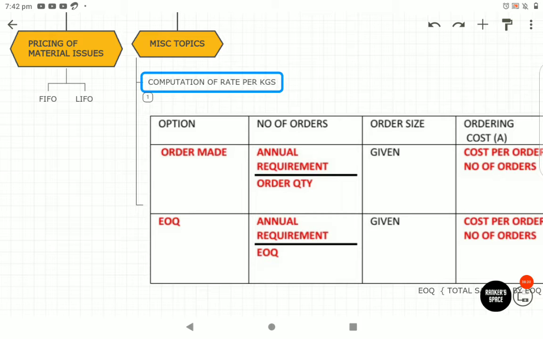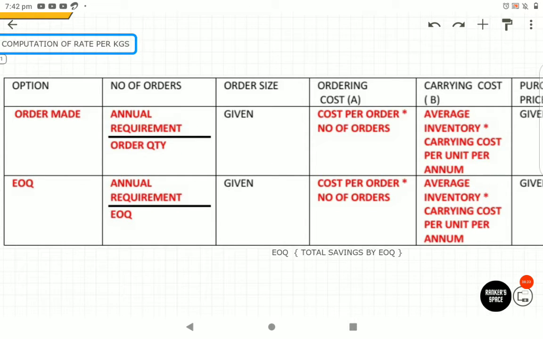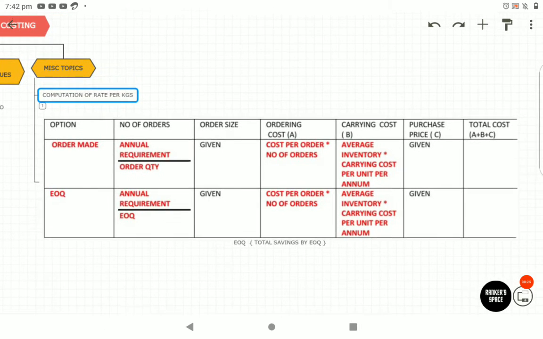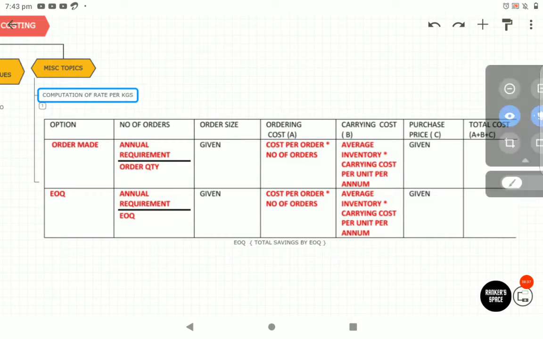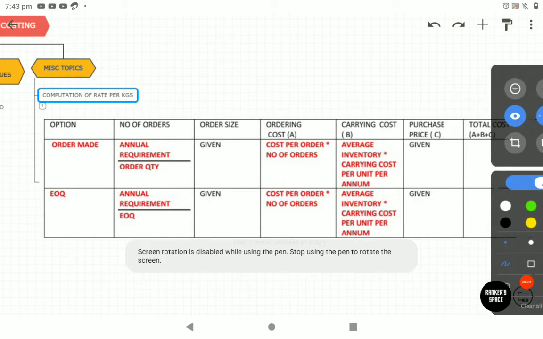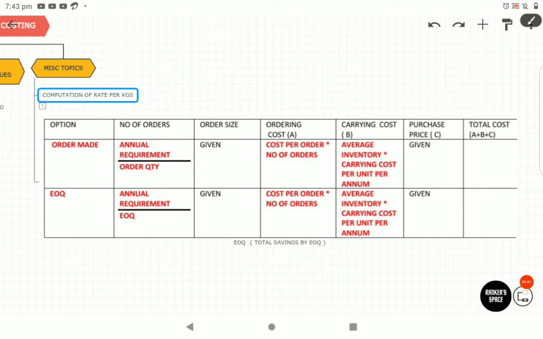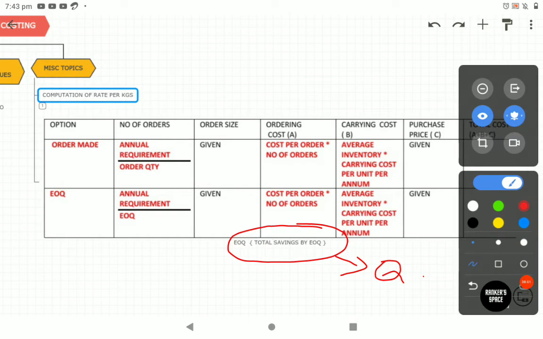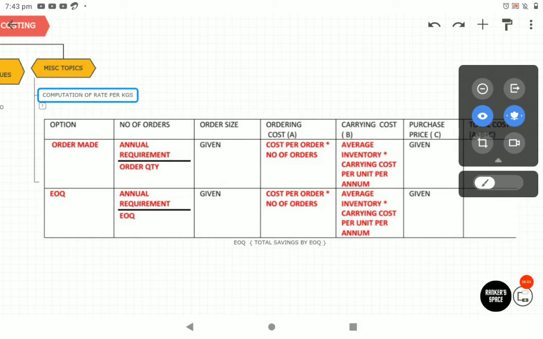Then the next one that we'll be seeing is about the EOQ's total savings. This is actually an EOQ related concept. Like I already told you, they will ask you to find out the total savings in EOQ. Just because you're ordering the EOQ quantity, what is the savings that you will get? They'll ask you to find that in certain questions. So this is the format in which you have to do it. Just take it down, I'll also explain it to you.